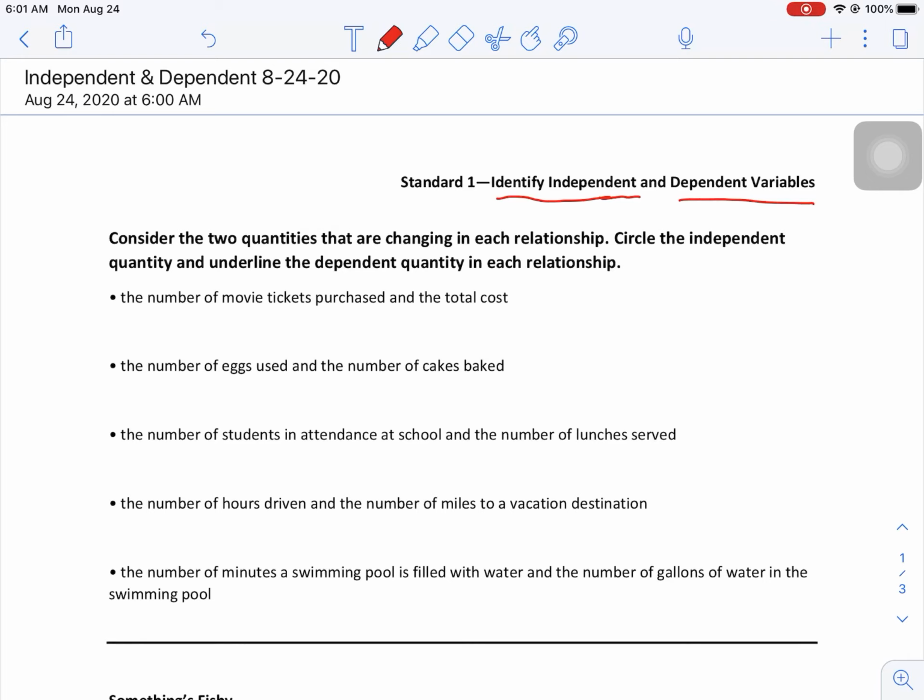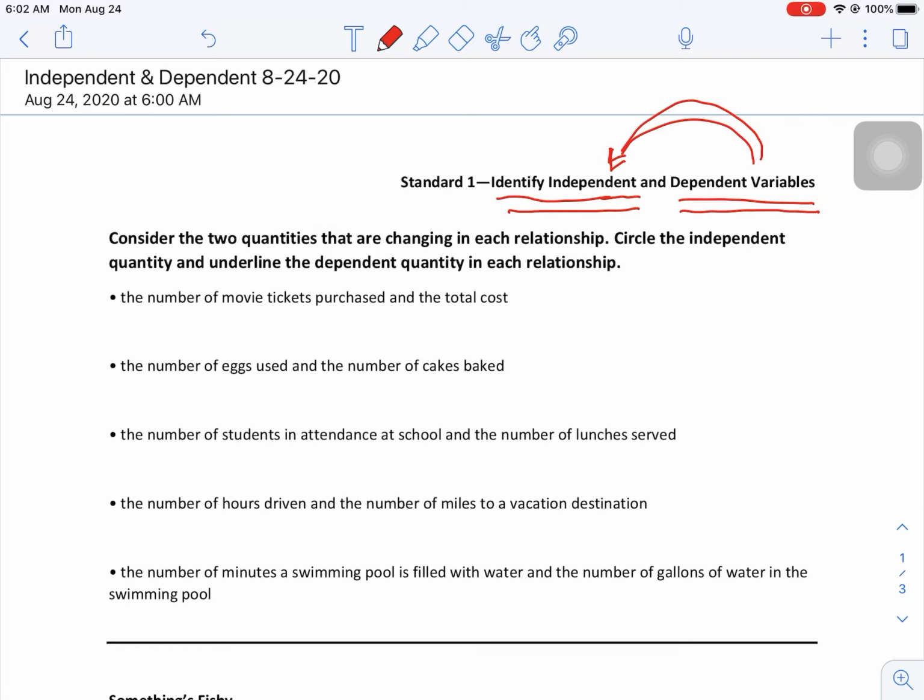Well, we have to understand what independent and dependent means. If you think to yourself, are you independent or are you dependent? The reality is the independent variable is the one that doesn't matter. It's on its own. It's going to happen. The dependent variable will only happen if the independent happens, and it'll change as the independent changes.